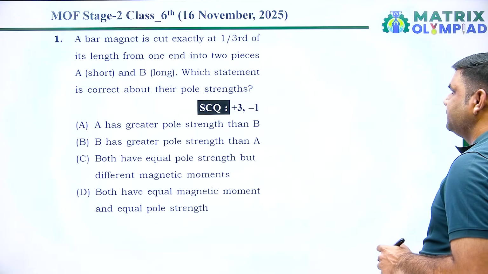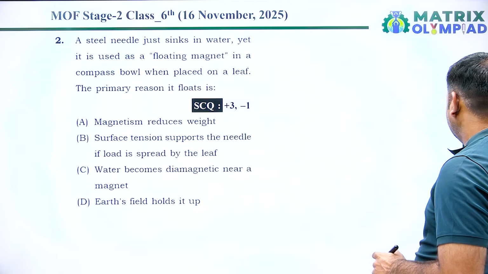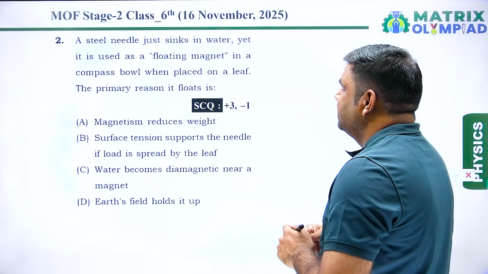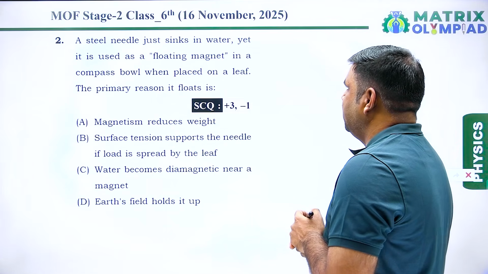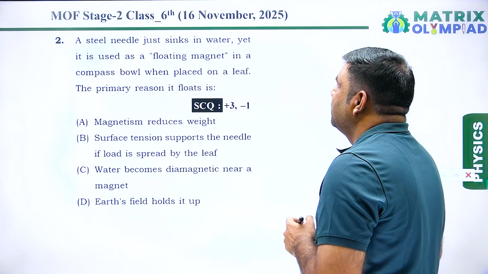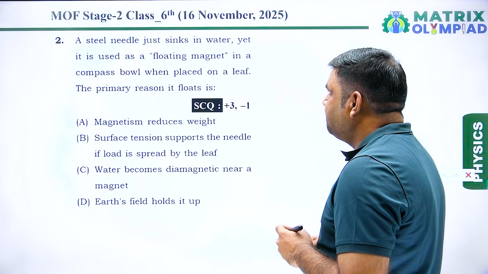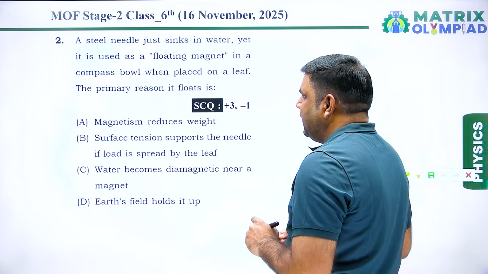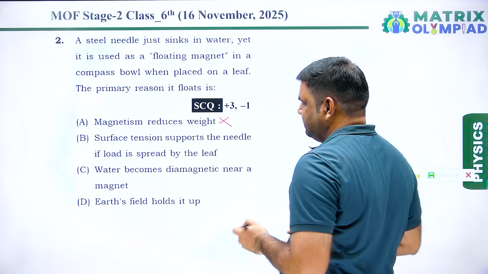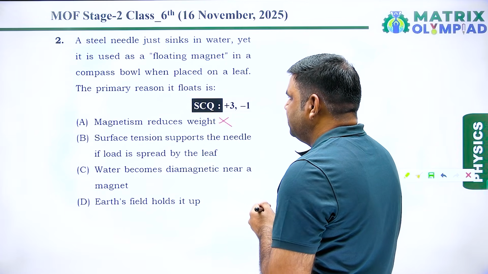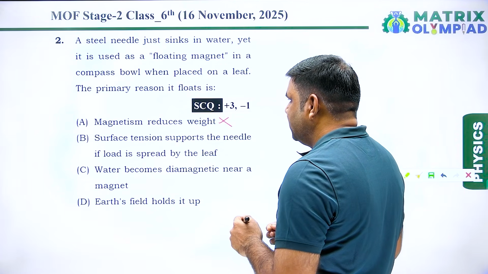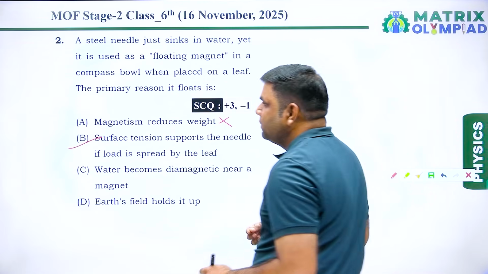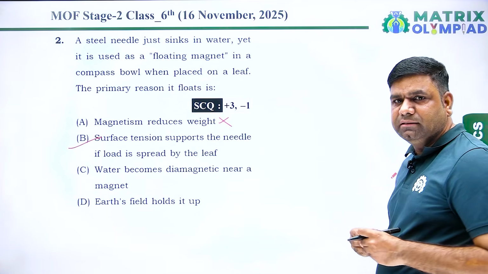Let's move to the next one, that is question number 2. In question number 2, a steel needle just sinks in water, yet it is used as a floating magnet in a compass bowl when placed on a leaf. The primary reason it floats is: option A, magnetism reduces weight. No, that is absolutely incorrect. Option B, surface tension supports the needle if load is spread by the leaf. Yes, this is the correct answer for question number 2. So B is the correct answer.